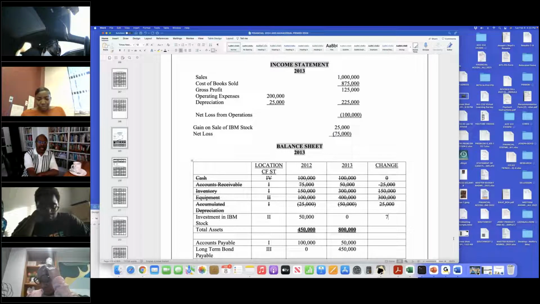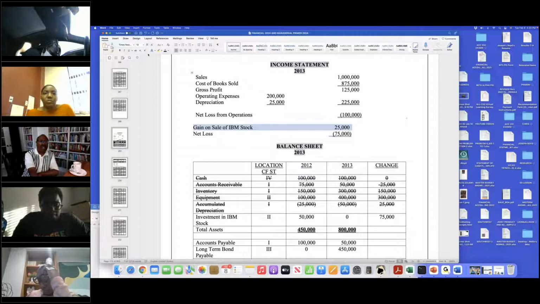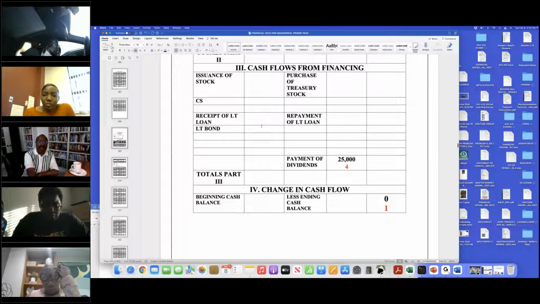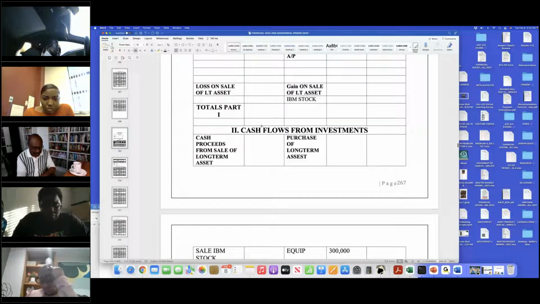The change is 75,000. The item costs 50, and there's a gain up here. And so what we're going to do, we don't want this gain in part 1 of operations. We don't want it there. And so we're going to go to our sheet and add that gain back of 25,000.